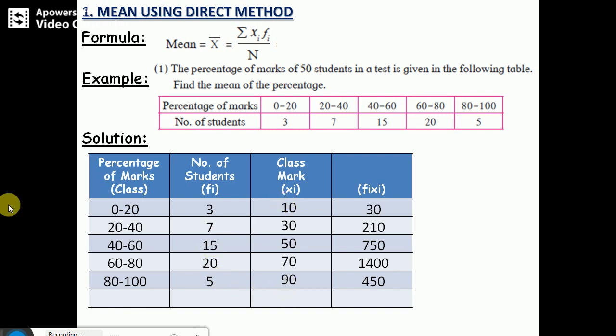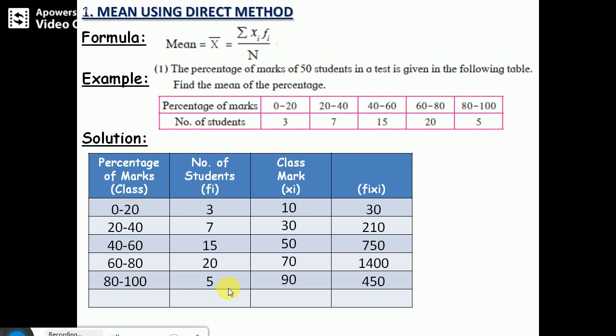Now we have completed our table. Now what is the next step? For calculation of mean, as per the formula, we need summation of xi fi, or you can say summation of fi xi. This is the column fi xi. We have to get the total of this column. Secondly, in the denominator we need n. N is nothing but summation of fi. It is total frequency. N represents total frequency. It is also called summation of fi.